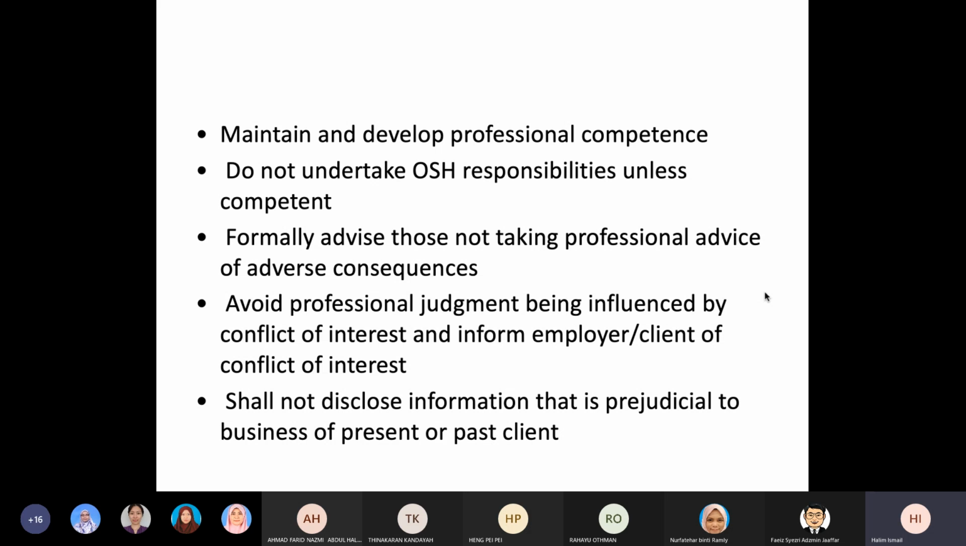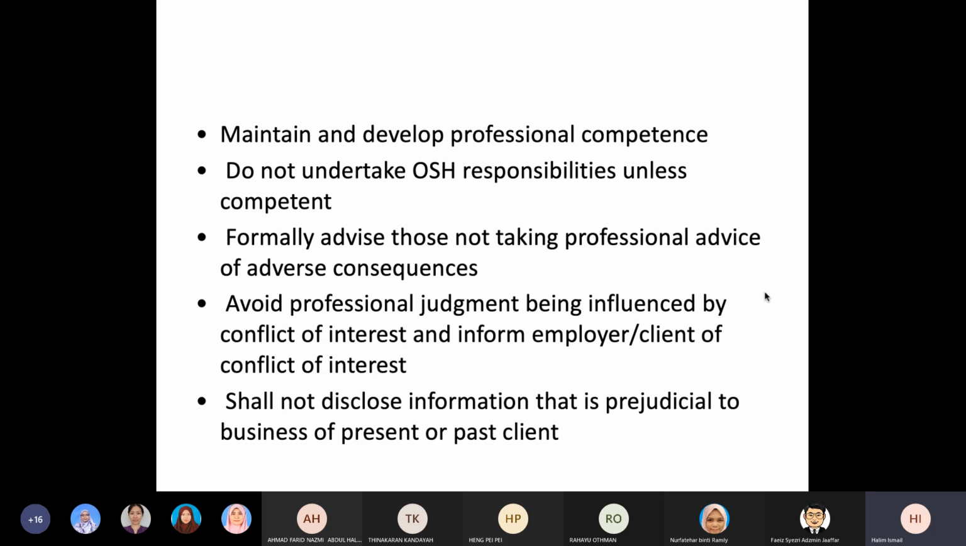Okay, maintain and develop professional competence. So it is your duty as well to ensure that you continue with your education, so that you become a competent professional and do not undertake responsibilities unless you are competent. Meaning, after you have had that particular training, then you can say that, okay, I'm a certified OHD doctor, so I'm able to do this kind of medical surveillance and so on and so forth.